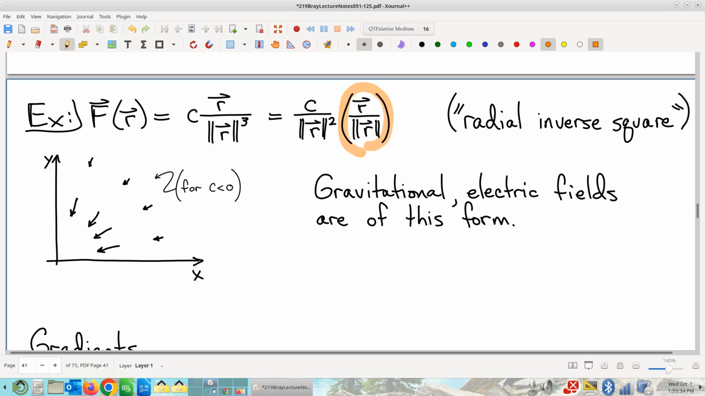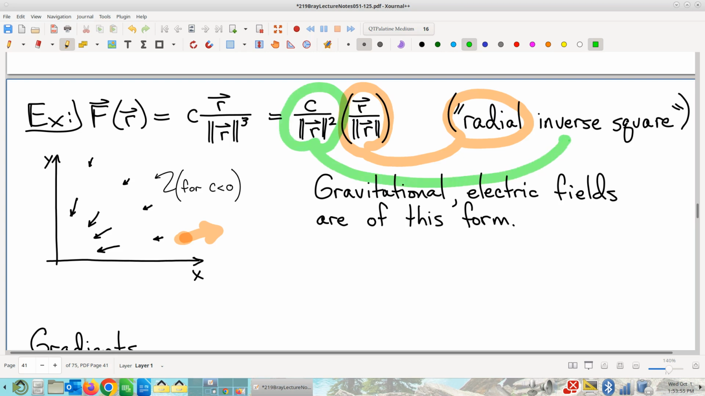But what's nice about this is you can see two things immediately. First of all, this is a radial unit vector. Wherever you might happen to be, that's a unit vector pointing radially outward from the origin. So the direction of this vector field is radial. And then the magnitude, you'll notice, is inverse square.